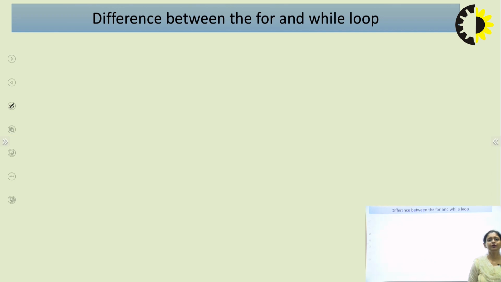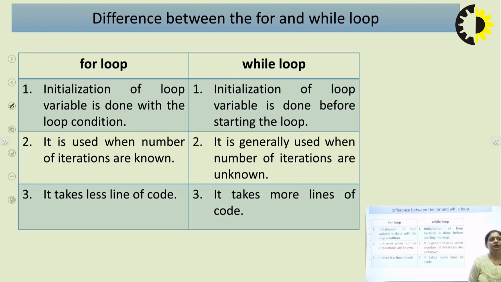Again, coming to the difference between the for and the while loop. In the for loop, the initialization of the variable is done with the loop condition itself, but in the while loop, the initialization, the condition check and the update are 3 different steps. In the for loop, we know the number of iterations, that is, the for loop is for a fixed number of iterations, whereas the while loop can be used when the number of iterations is not known or not fixed. For loop, because all the 3, initialization, condition check and the update, are done in the same line, therefore it takes fewer lines of code as compared to the while loop.